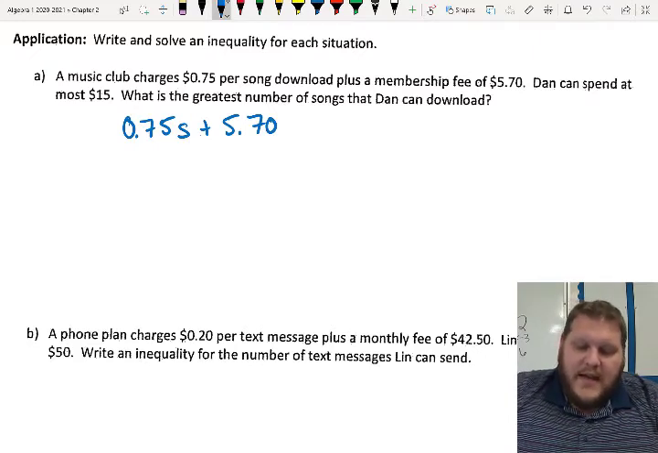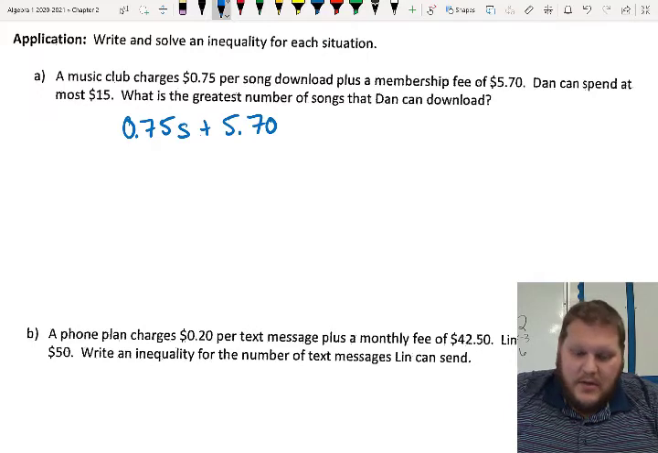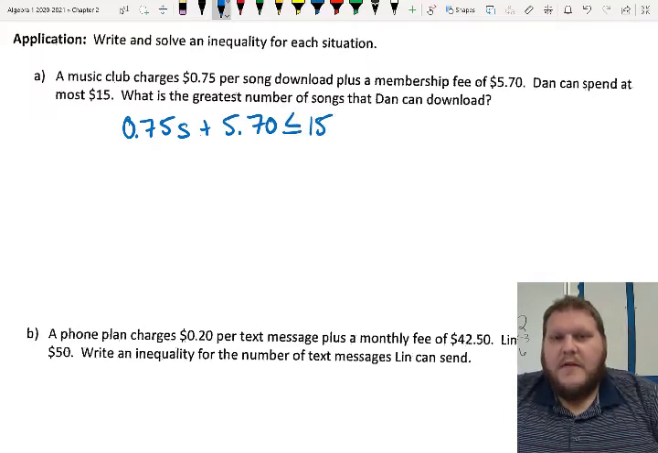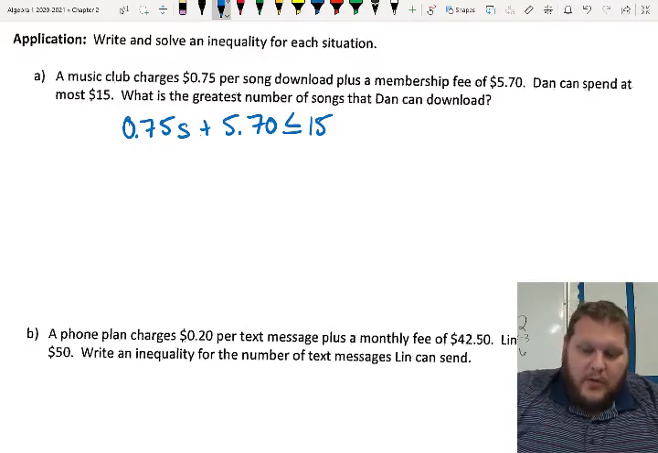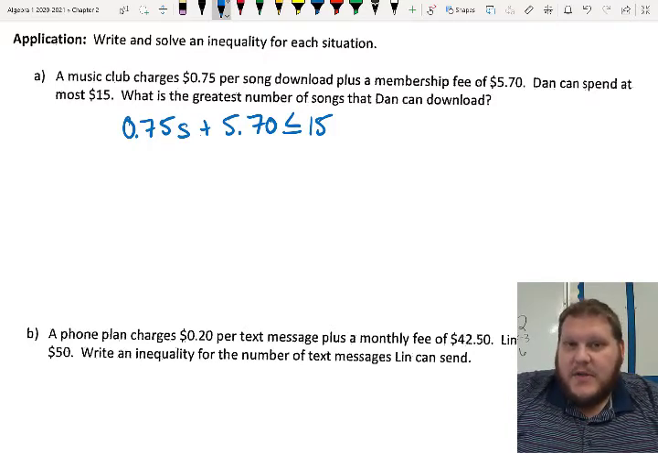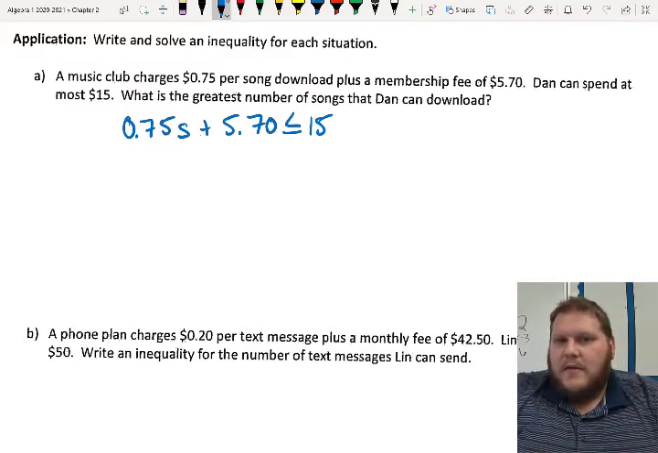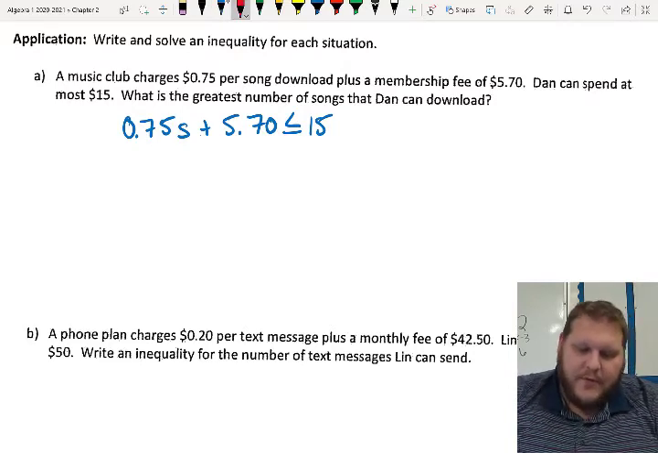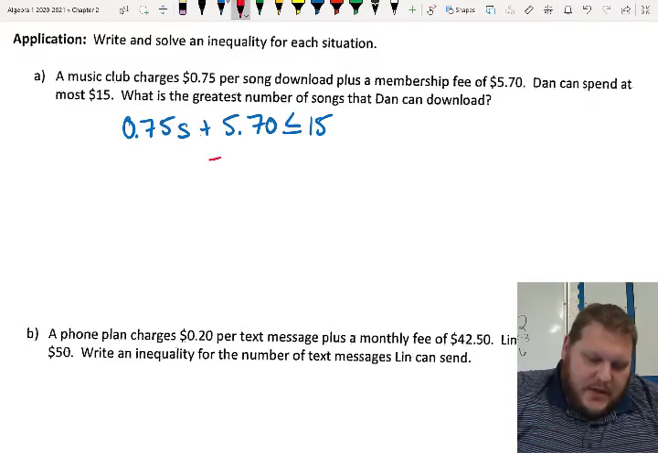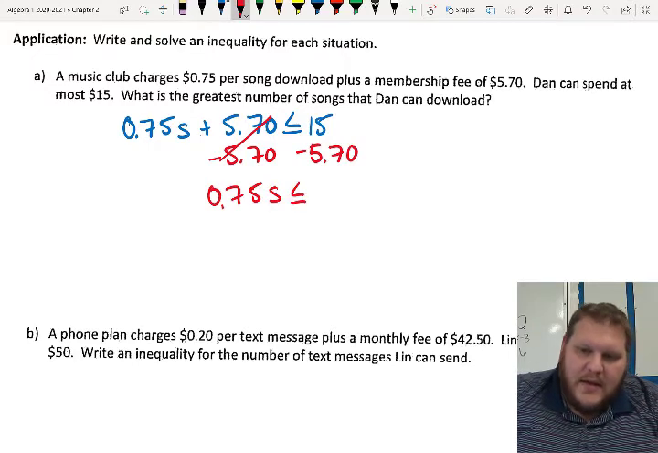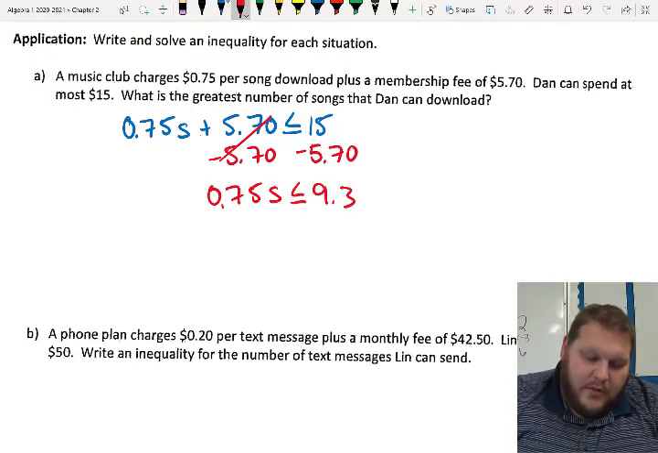And if Dan has at most $15, we know that what we spend has to be less than or equal to 15. Because when we go through and do this, we could have exactly $15 that we spend, but the amount that we spend can only be less than 15. It can't be greater than 15. And then just like before, we're going to go through and solve this. So I'm going to subtract 5.70 from each side. 0.75 times our number of songs is less than or equal to 9.3.